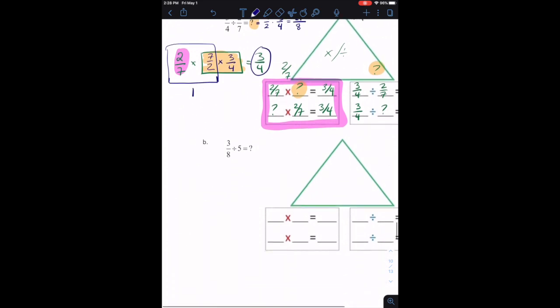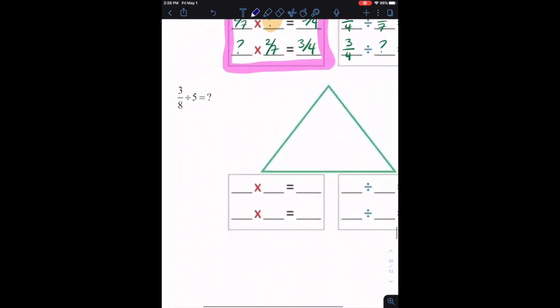Okay, let's look at this one. 3/8 divided by 5. So 3/8... 5. Oop.